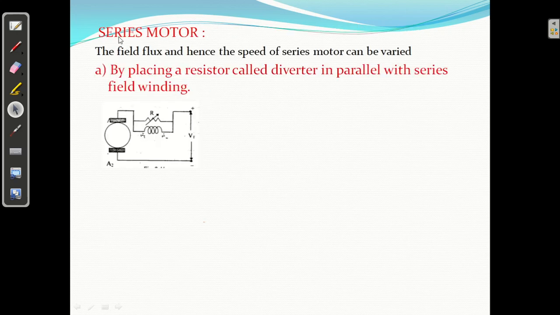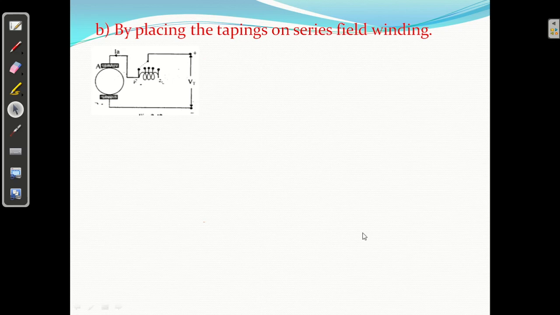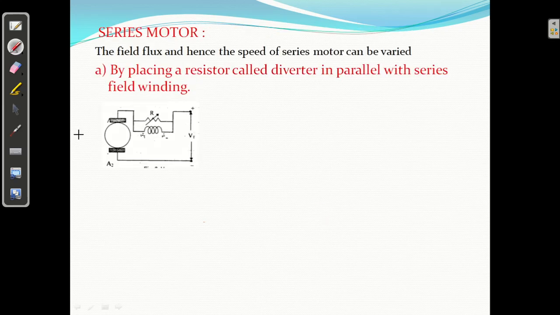So this is the series motor. We are going to control the flux of the series motor. The first method is by diverting the field circuit, right? Suppose this resistance is not there. What will happen? You will get some speed, with IA flowing and IF flowing, so you will get some speed.